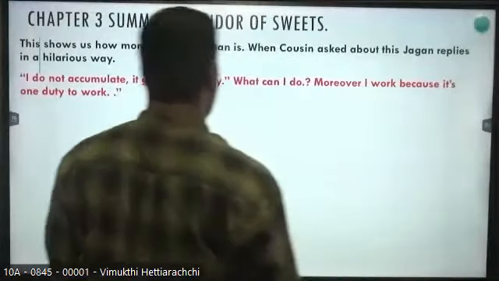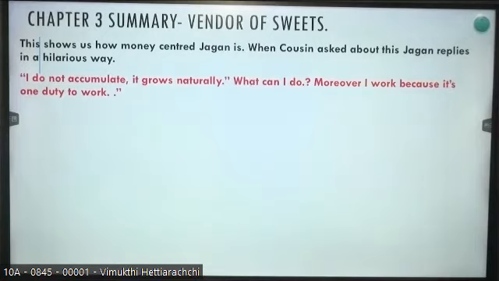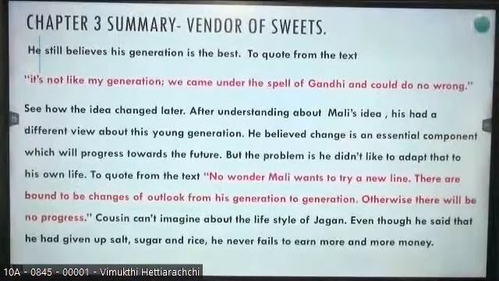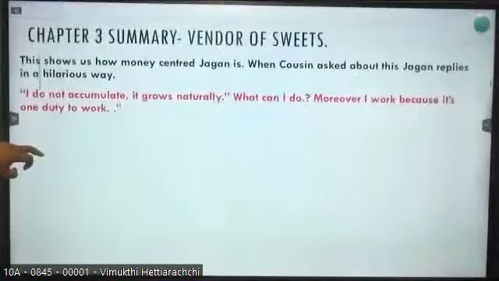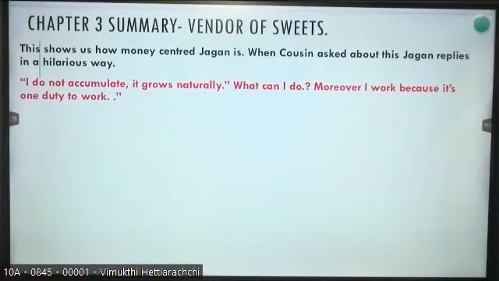Right, the last line from there, we are going to finish chapter number 3. This shows us how money-centered Jagan is. So, Jagan is a money-minded character. The last part I did not tell you. Very important part. Vasu can't imagine the lifestyle of Jagan, even though he said that he had given up salt, sugar and rice. He never fails to earn more and more money. When asked about this, Jagan replies in a hilarious way, I do not accumulate, it grows naturally. What can I do? Moreover, I work because it is one's duty to work. We know what kind of money-centered character Jagan is. But he did not admit that.